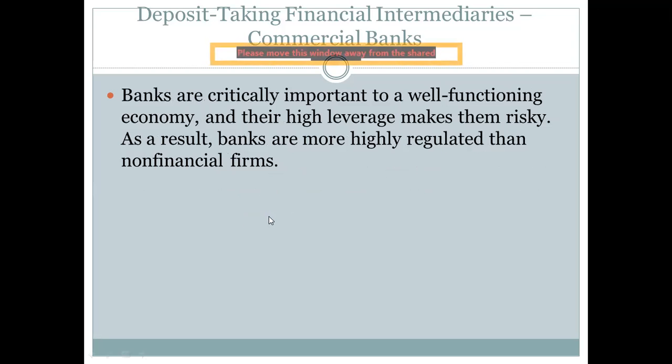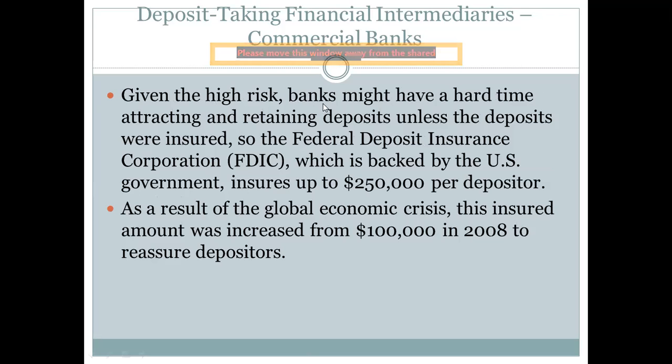But if the assets drop in value, the equity can quickly be wiped out. Banks are critically important to a well-functioning economy, and their high leverage makes them risky. As a result, banks are more highly regulated than non-financial firms. Given the high risk, banks might have a hard time attracting and retaining deposits unless the deposits are insured. So the Federal Deposit Insurance Corporation, which is backed by the US government, insures up to $250,000 per depositor. As a result of the global economic crisis, this insured amount was increased from $100,000 in 2008 to reassure depositors.